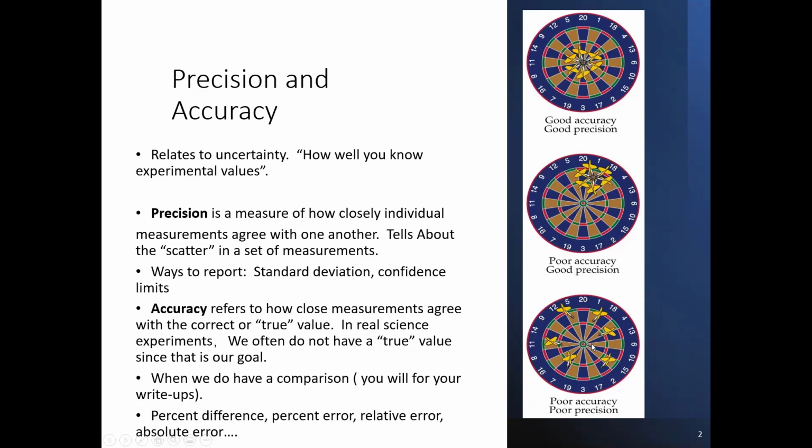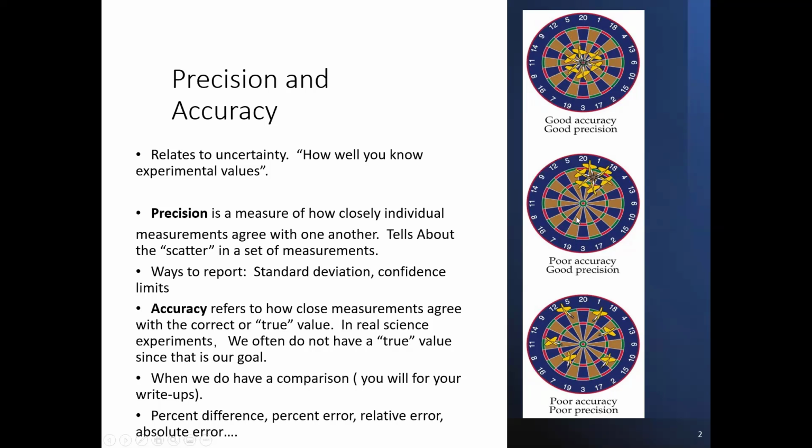For the third one, the darts are away from the center, however they are around the center as well. If those represent numerical values, likely if you take an average, the average value would be in the center of the target. However, the precision here is quite poor because your measurements are all scattered. What we want is good precision and good accuracy. We'll try to avoid those situations.